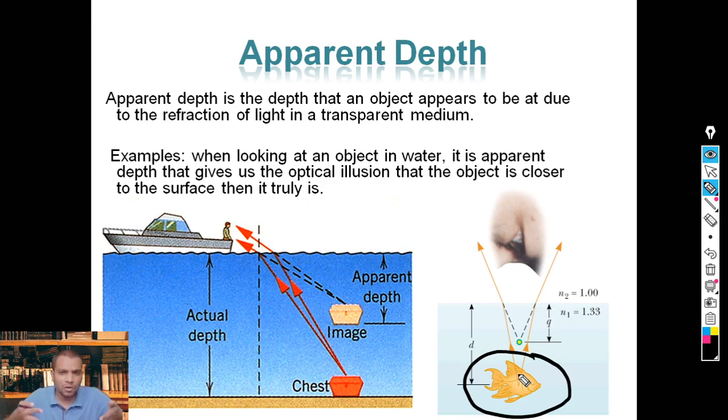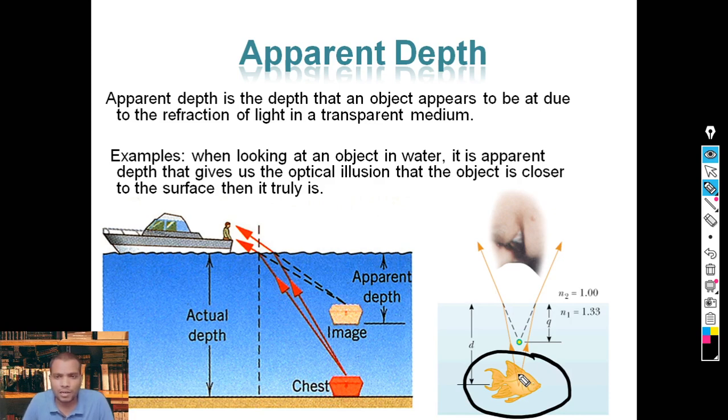So whenever we want to catch fish underwater, we should keep in mind that what we are seeing is not the exact position of the fish; it is below that position. What we are seeing is the apparent position. That is because of refraction.